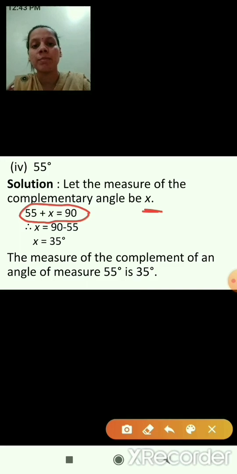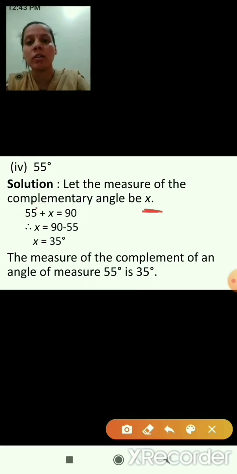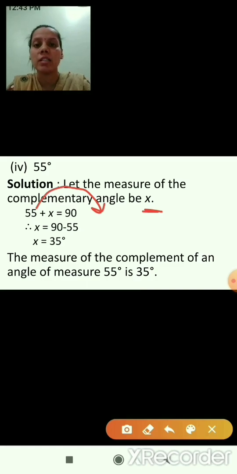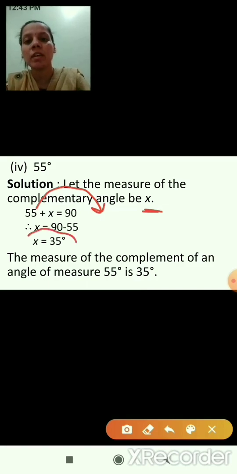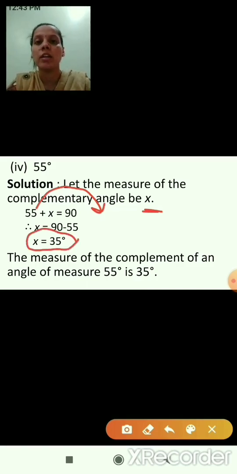Now this plus 55 will go to that side, so it becomes minus. So x is equal to 90 minus 55. This is the second step. So 90 minus 55, do the subtraction here. 90 minus 55 is 35. So x is equal to 35 degree.